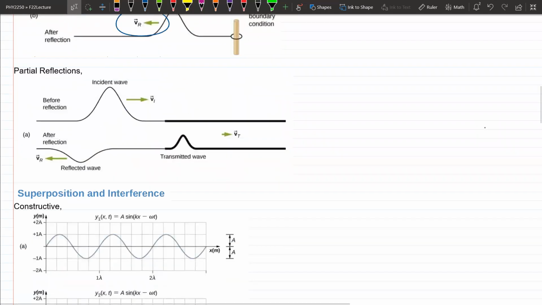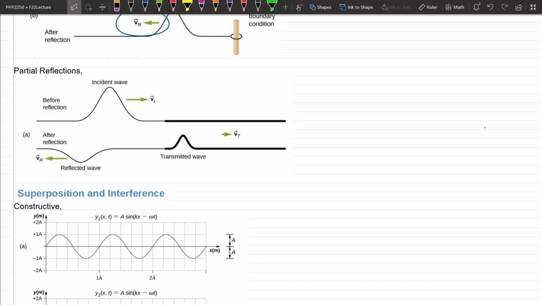You can also have partial reflection. This is probably more important for those of you going on to study more physics when we do quantum mechanics. But you could have a case where the wave gets partially reflected. Let's say you have a string that has a low density, so it's a thin string, but then you have a thicker string, like a thick rope or something like that. You tie the two together.